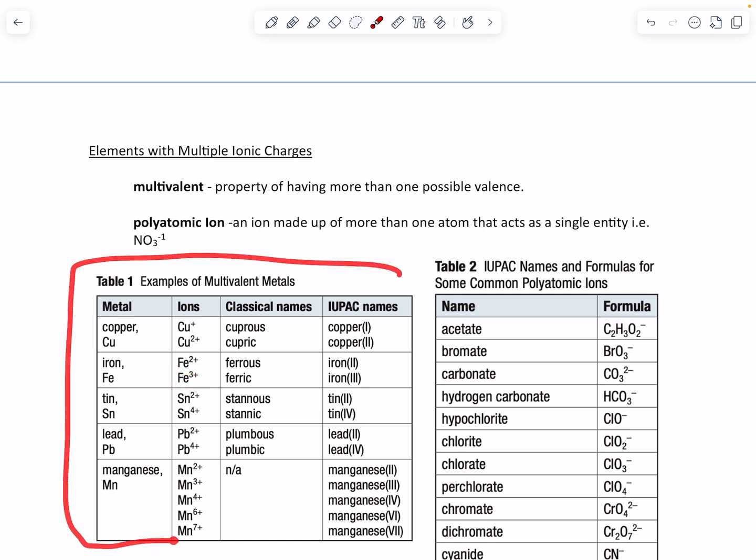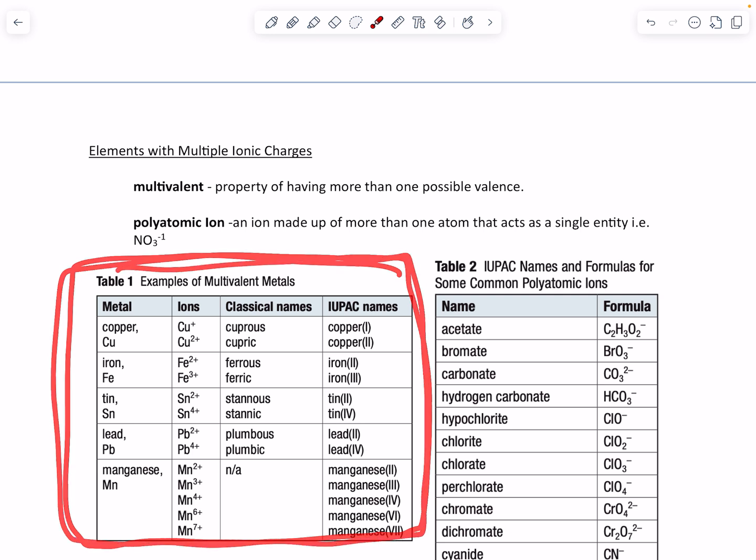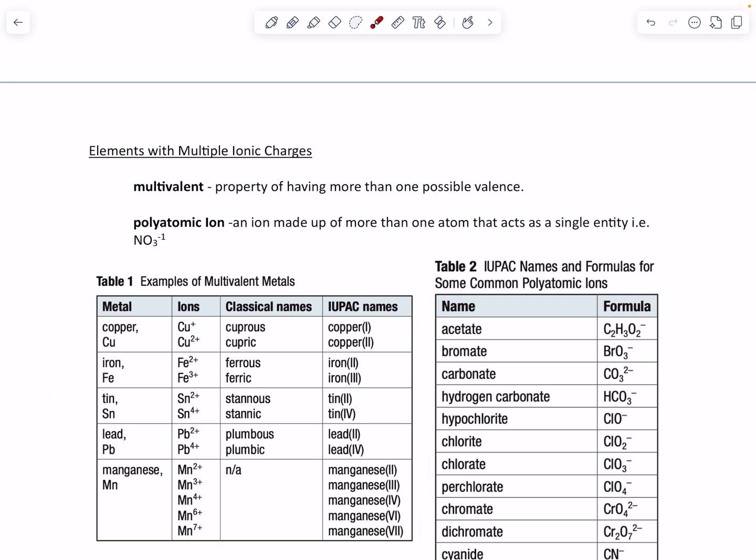This multivalent chart is something that you will find on a reference sheet. You won't have to memorize it, but you'll have to use it and access it, and it will be given to you on every test, quiz, or final exam that you write.